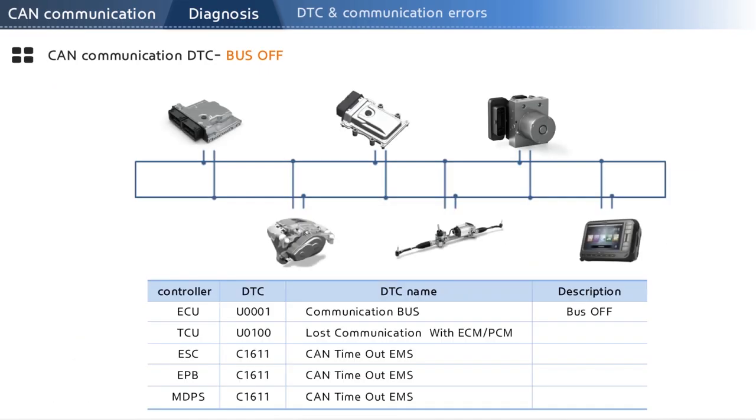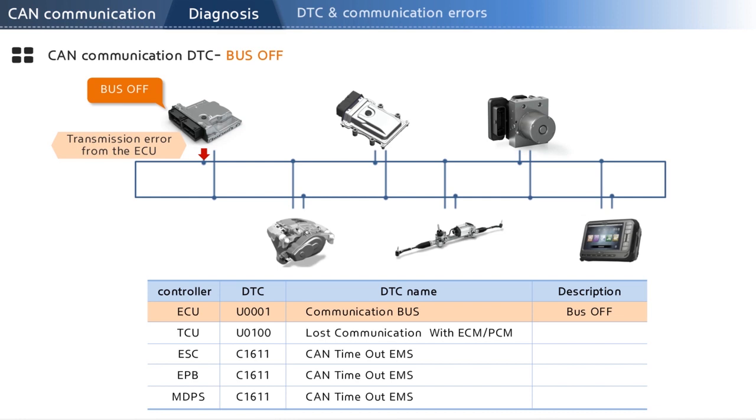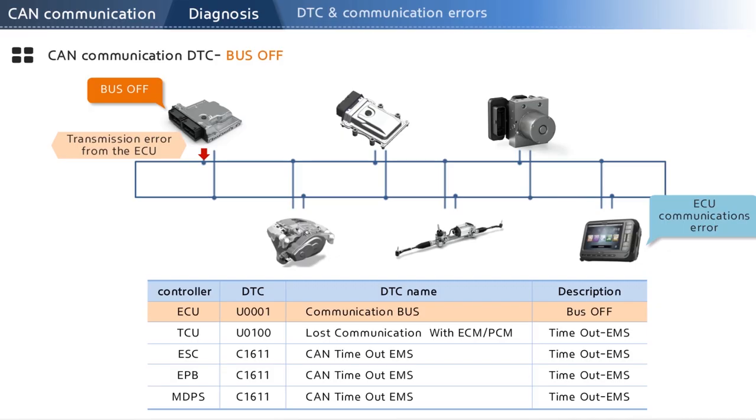For instance, this DTC will be generated if the engine ECU is in bus off state, which means it is unable to transmit. The TCU, ESC, EPB, and MDPS that share and require data from the ECU will generate timeout instead of bus off. Timeout means that they waited for the data and it did not arrive from the engine ECU.